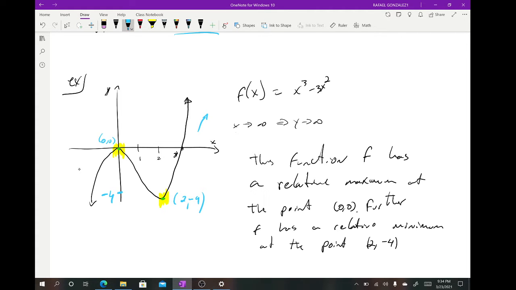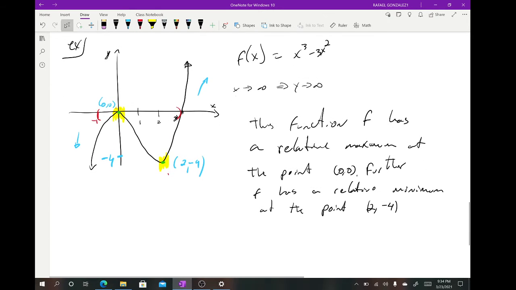And as x gets small from left to right, y is getting smaller. So you cannot actually find an absolute max or an absolute min. You can only find these localized max and minimums. So let's say this is minus 1. This is a local maximum at 0, 0, and a local minimum at 2, negative 4. Or relative max, relative min.